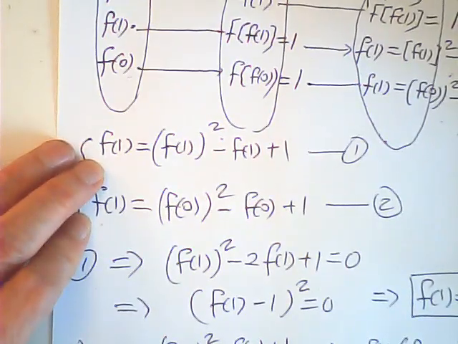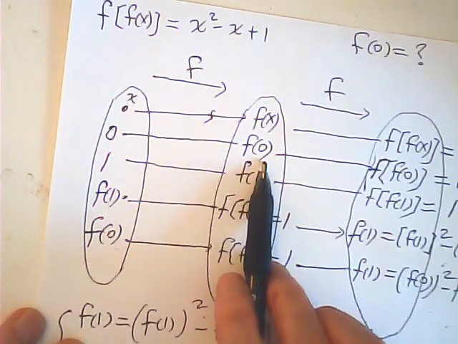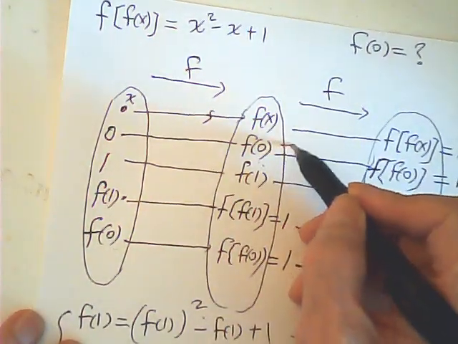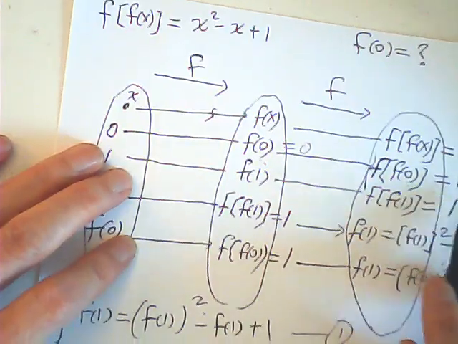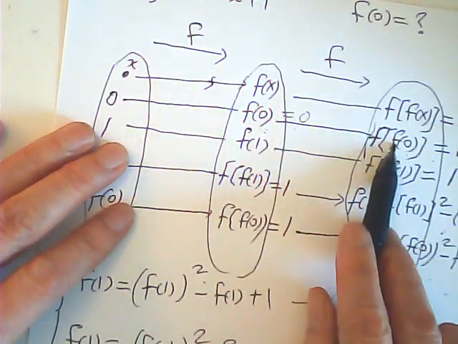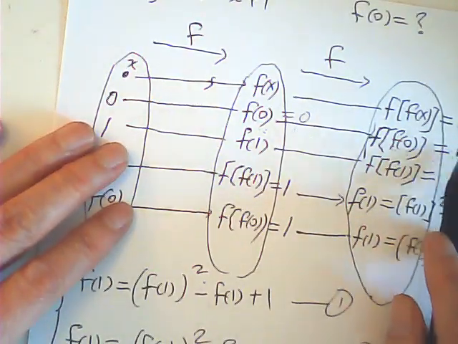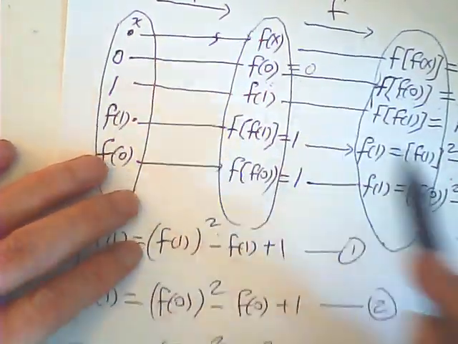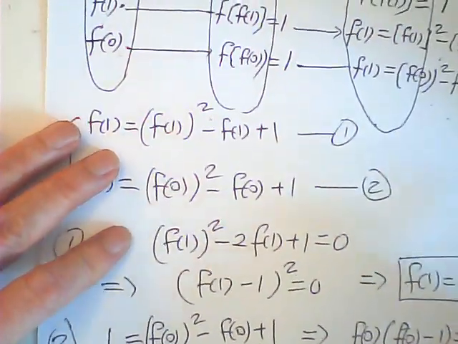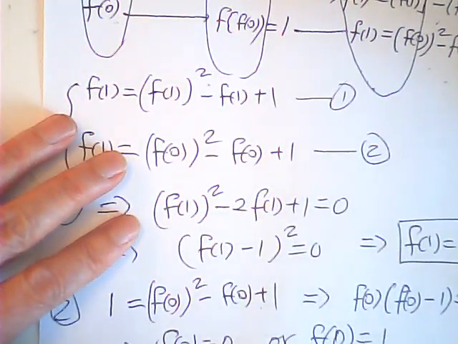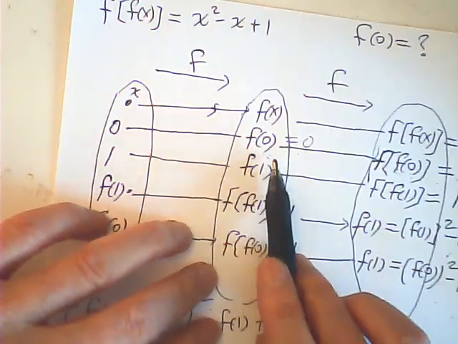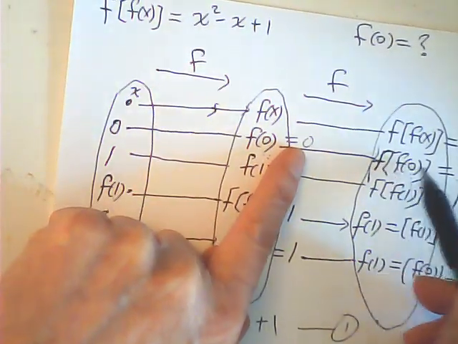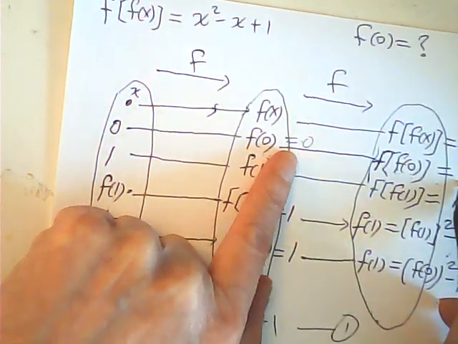We suppose f(0) is 0. If this is 0, then f(0) is what? f(0) becomes 1. Well, then this is a contradiction. So, see, if f(f(0)) were 0, then this will be what? f(f(0)) is equal to 1.